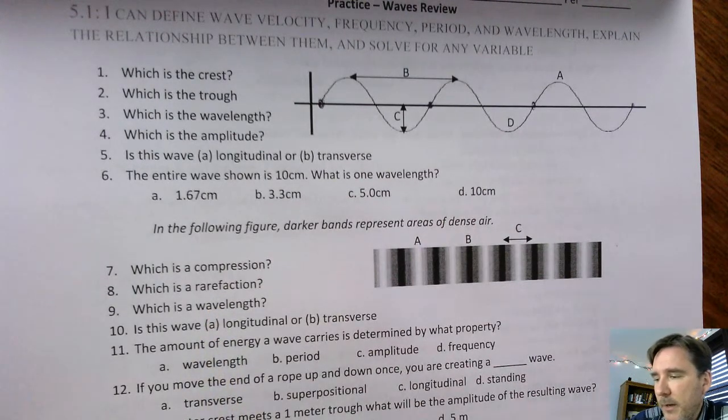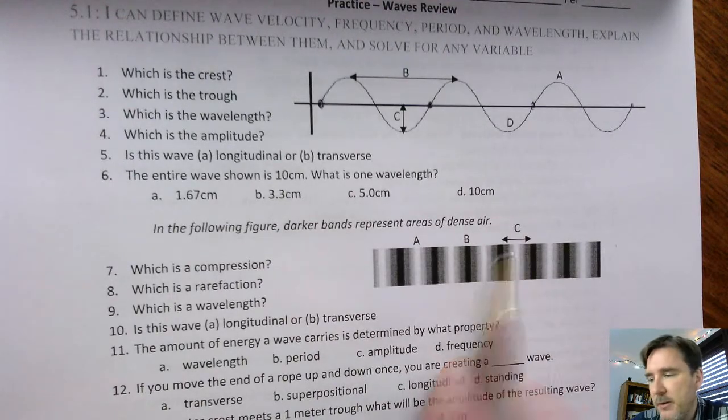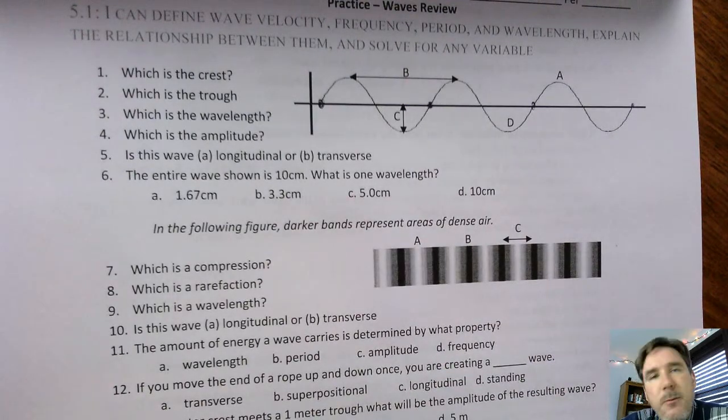So a wavelength, just like before, would be letter C. It's just one entire wave. It's the beginning of one wave to the beginning of the next wave. That's all it is. So look for the patterns.